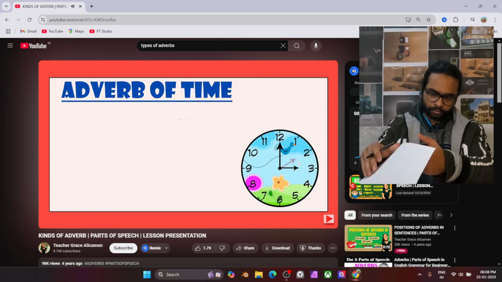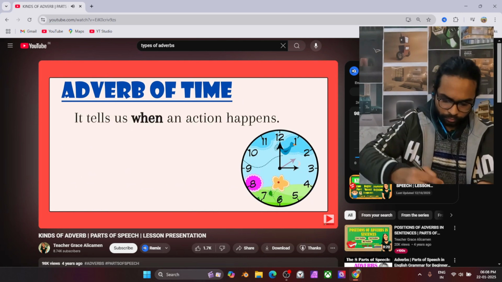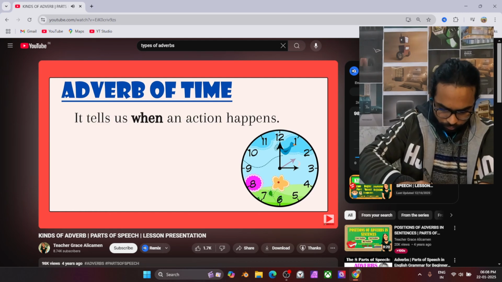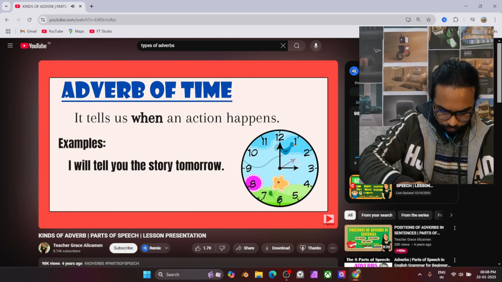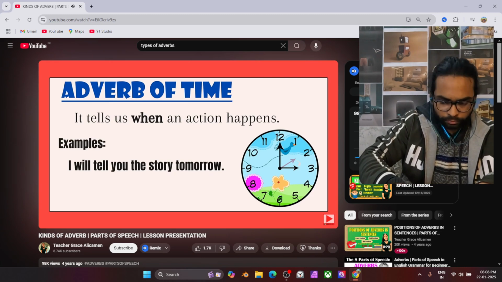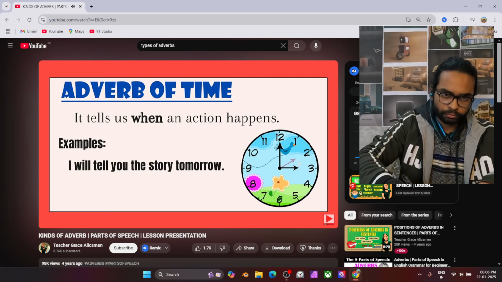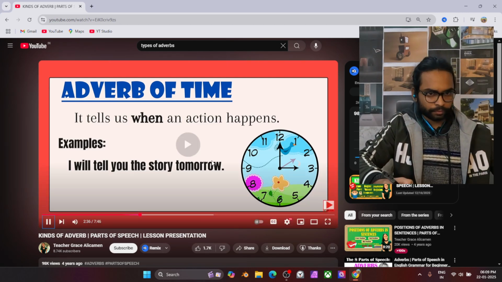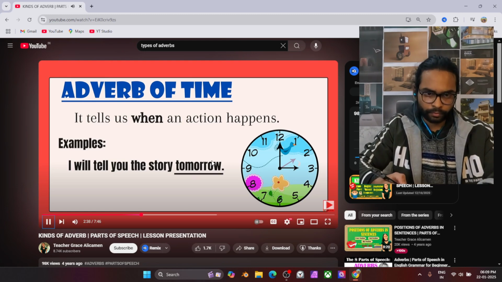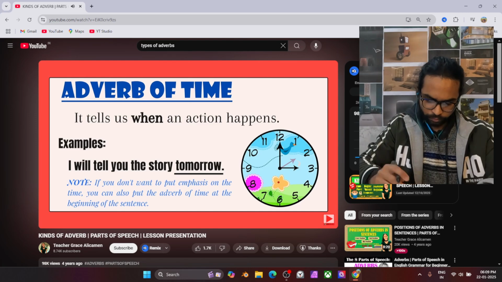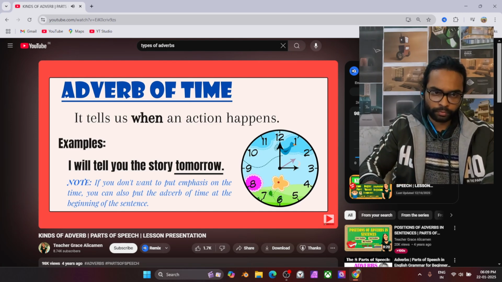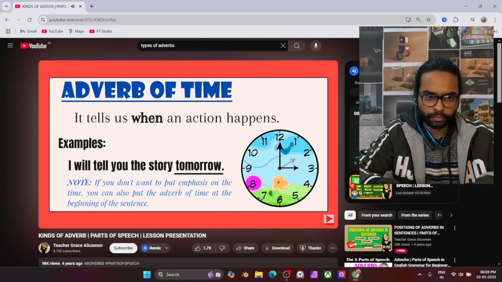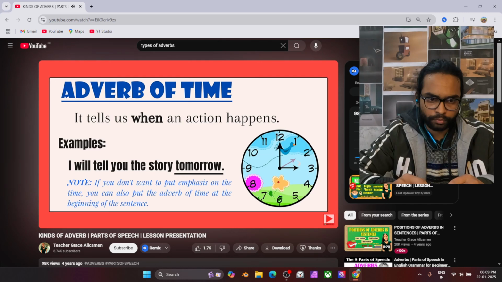Adverb of time. It tells us when an action happens. I will tell you the story tomorrow. The best way to find the adverb of time is to ask, when will you tell the story? The answer is tomorrow. Take note that if you don't want to put emphasis on the time, you can also put the adverb of time at the beginning of the sentence.